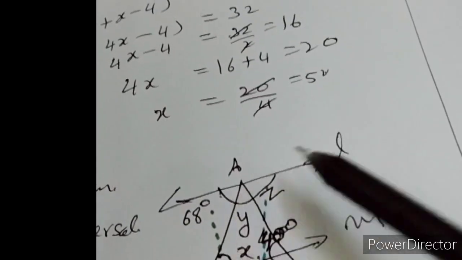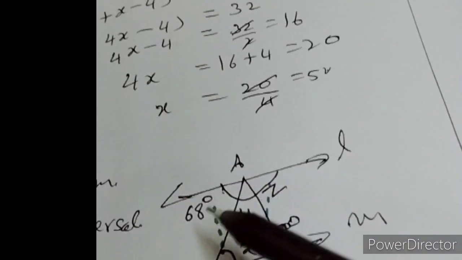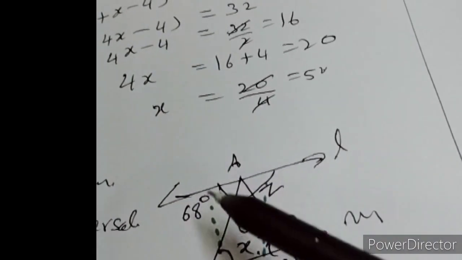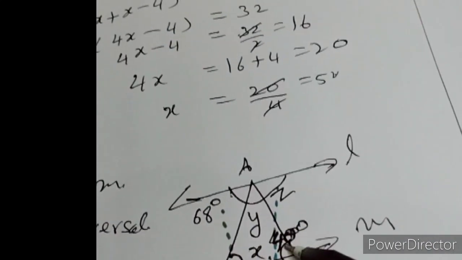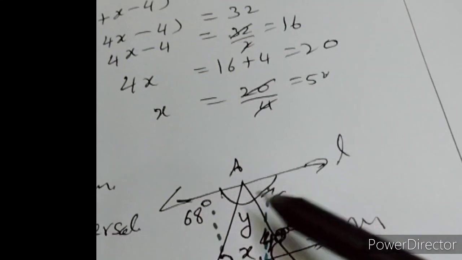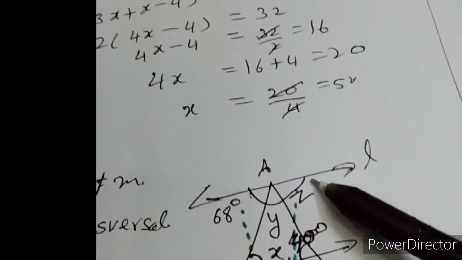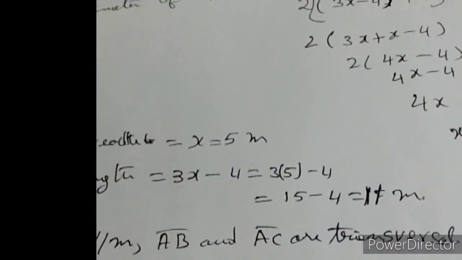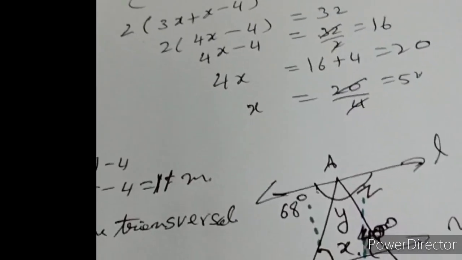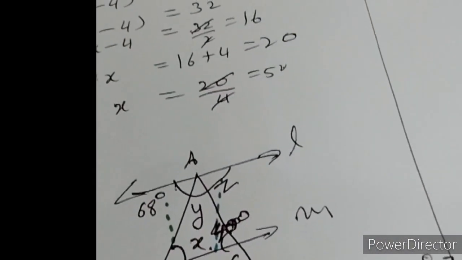They have given that l is parallel to m, and AB and AC are the transversals. You know the concept, interior alternate angles are equal. So x is equal to 68 degrees as well as z is equal to how many degrees? 40 degrees. You got both the values. From this you can find the y value very easily. The concept is what? Straight angle 180 degrees. y plus z plus 68 equal to 180 degrees. After simplification you will get y as 72 degrees. Therefore x is equal to 68 degrees, y equal to 72 degrees, z is equal to 40 degrees.